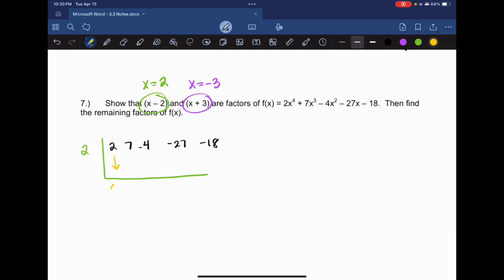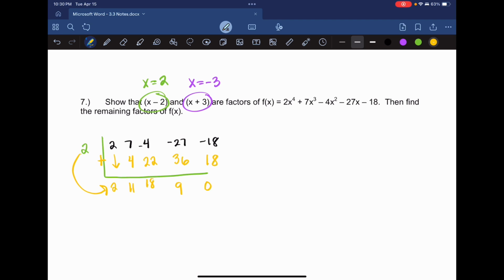So I bring my 2 down. Now I'm adding. Okay, so I multiply 2 times 2, I get 4. 7 plus 4 gives me 11. Now I repeat that process. So 2 times 11 gives me 22. Negative 4 plus 22 gives me 18. 18 times 2 gives me 36. Negative 27 plus 36 gives me 9. 2 times 9 gives me 18. Negative 18 plus 18 gives me 0.